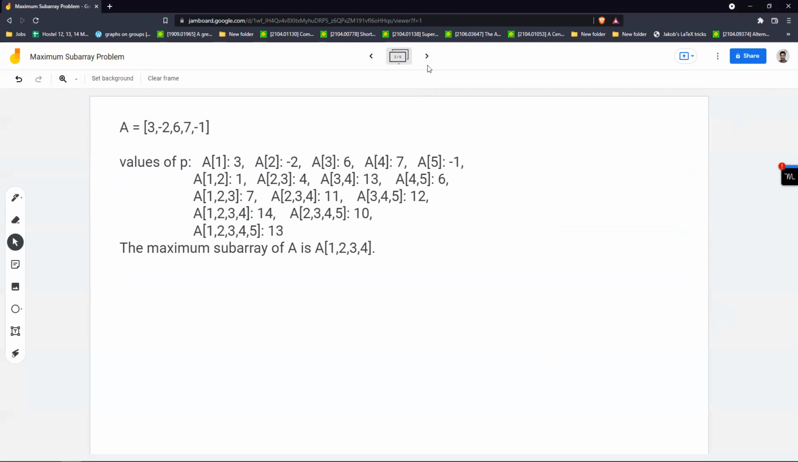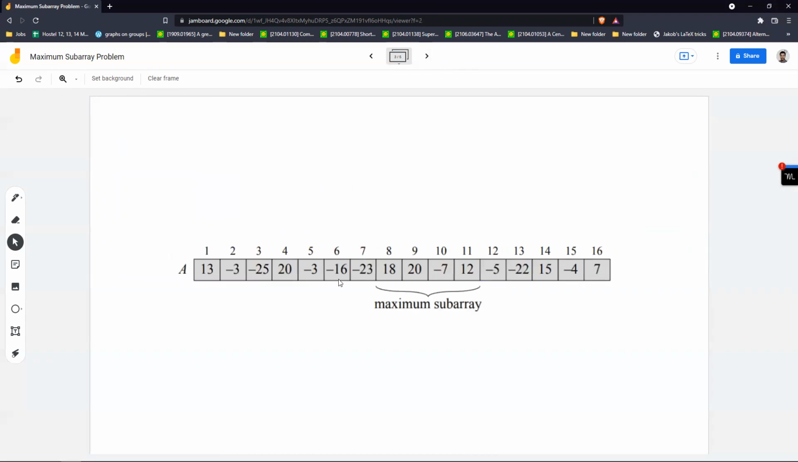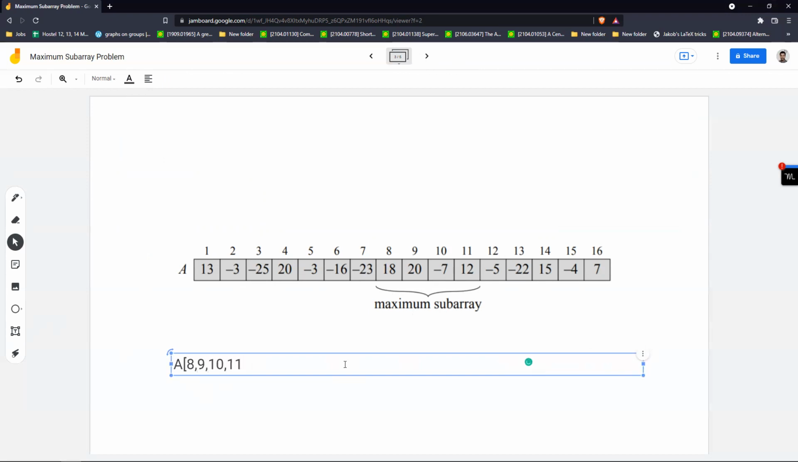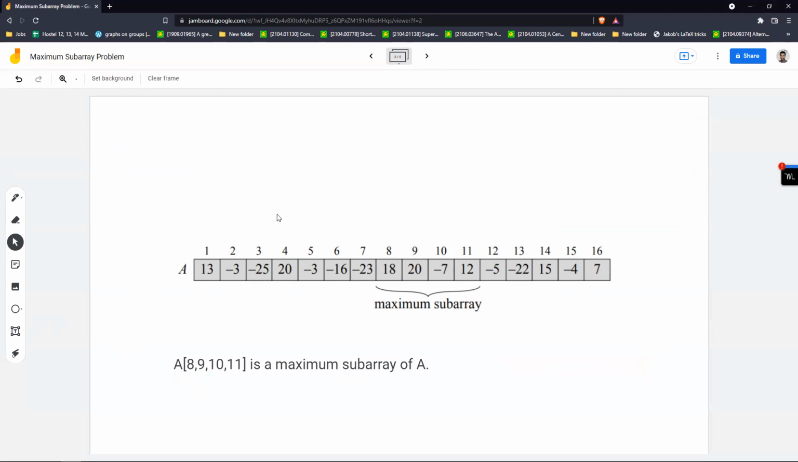So this is another example. You can think of this as an exercise if you want. This is a long array, 16 elements total, with positive and negative elements. This turns out to have a maximum subarray A 8, 9, 10, 11. Let me write it here: array 8, 9, 10, 11 is a maximum subarray of it. Is that okay?